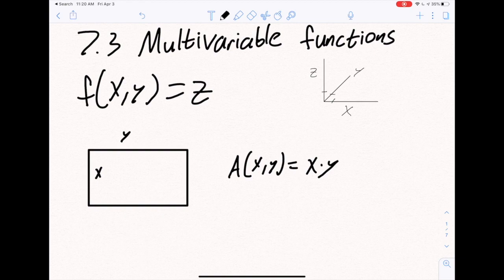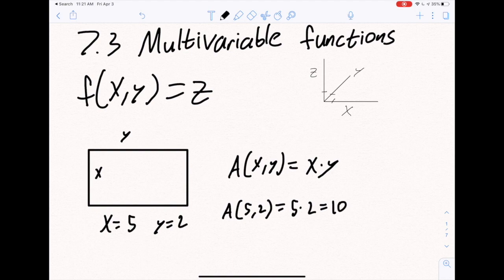So here I've drawn a rectangle with height x and width y, and if we want to calculate the area, we take in x and y as an input, and we multiply them together. So the area of a rectangle, given length x and width y, is just x times y. So if I tell you x equals 5 and y equals 2, then the area of 5, 2 is just 5 times 2, which is 10. Okay, with that in mind, let's take a look at some more complicated examples.